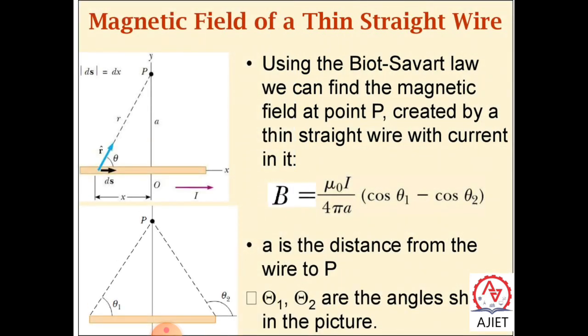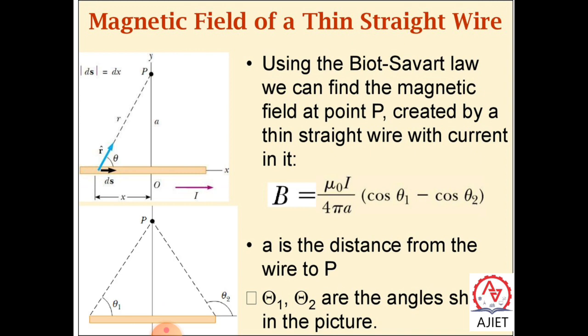magnetic field of a thin straight wire. How to calculate the magnetic field of a thin straight wire? Using Biot-Savart's law, we can find the magnetic field at point P created by a thin straight wire with current I: B is equal to mu naught I by 4 pi a, into cos theta 1 minus cos theta 2.